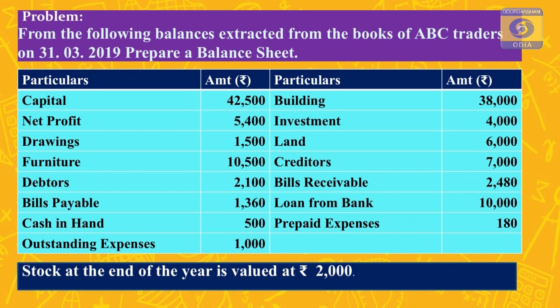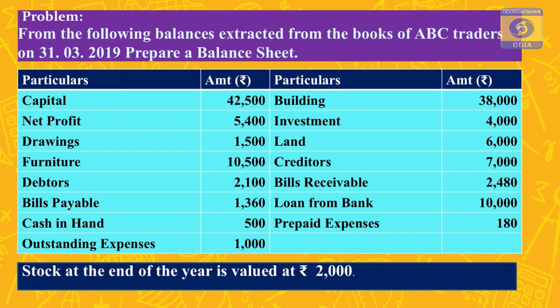Now as soon as you get the question, the first thing you need to do is scan those items which will appear on the liability side and those items which will go to the asset side. So quickly I will take you through this. Capital 42,500 obviously will show on the liability side. To that we will add the net profit, and from there we are going to deduct the drawings. As I already said, the drawings will show a debit balance, but we need to deduct it from the liability side, that is from the capital.